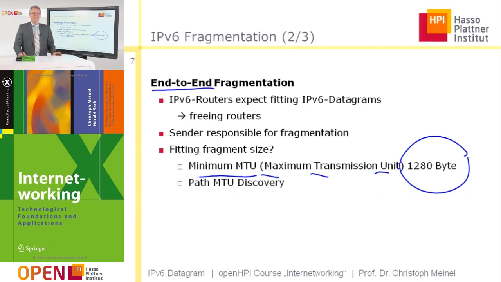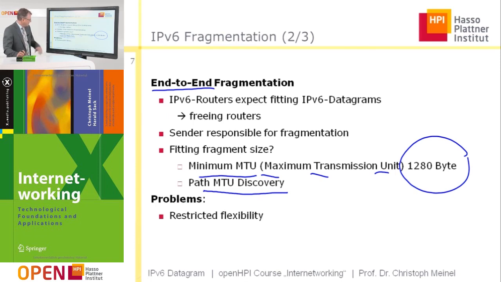But in many cases this is inefficient, in the sense that too much fragmentation is needed. So there is another mechanism in IPv6 to find out the minimum MTU on the path from the sender to the receiver, and this mechanism is the so-called path MTU discovery, to find out what the minimum transmission unit is on the path from the sender to the receiver.